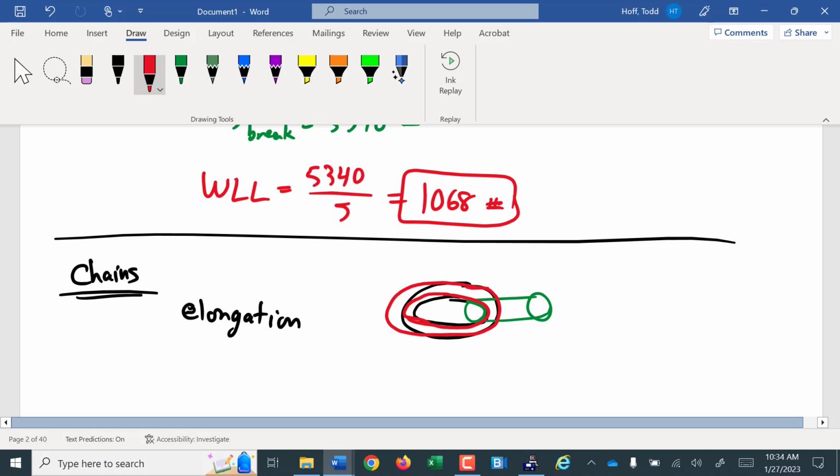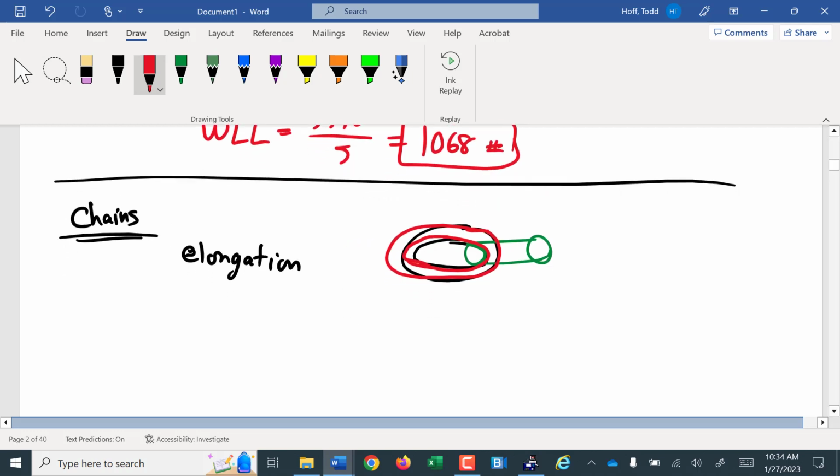Necking or stretching, we can't account for a whole lot in our formulas. But what we can account for is wear.